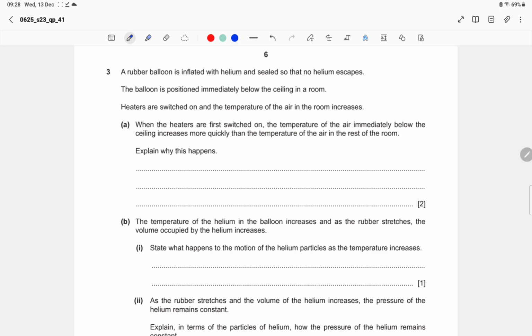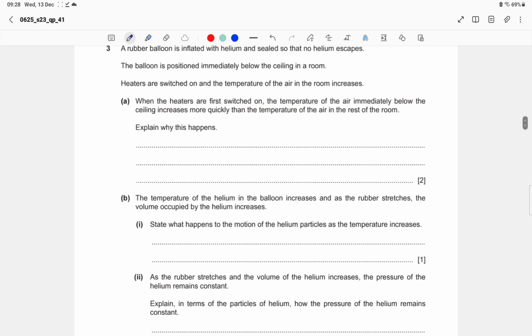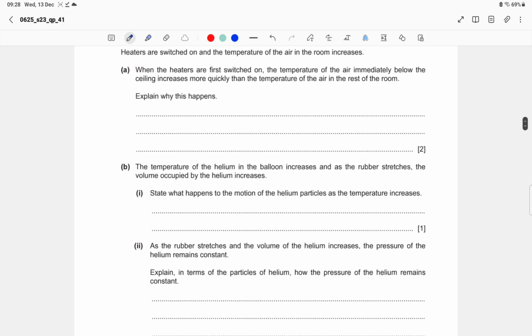A rubber balloon is inflated with helium and sealed so that no helium escapes. The balloon is positioned immediately below the ceiling in a room. Heaters are switched on and the temperature of the air in the room increases. When the heaters are first switched on, the temperature of air immediately below the ceiling increases more quickly than the temperature of air in the rest of the room. Explain why this is going to happen. Because of hot air, and that hot air rises up, and you can also mention hot air is less dense.